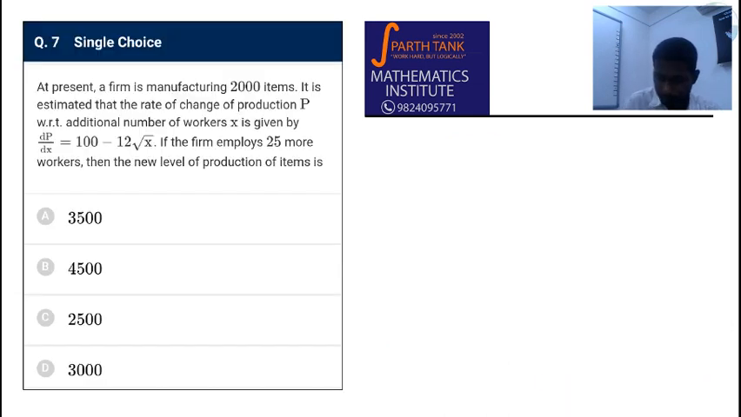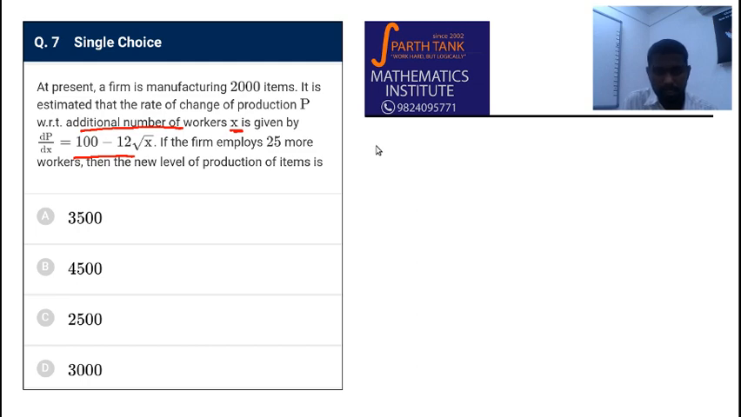Question number 7. At present, a firm is manufacturing 2000 items. It is estimated that the rate of change of production with respect to additional number of workers x is given by dp by dx is equal to 100 minus 12x. If the firm employs 25 more workers, then the new level of production of items is. Remember, x is nothing but the additional number of workers, right?